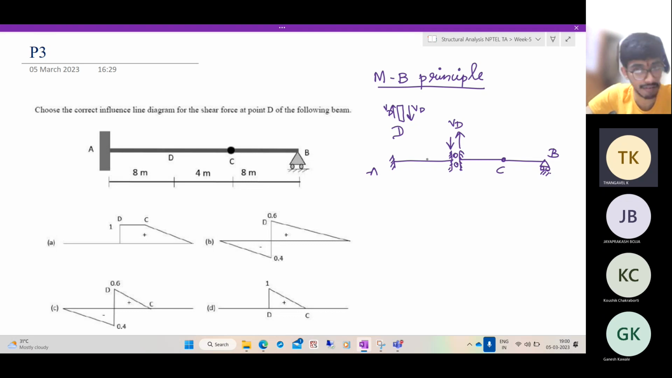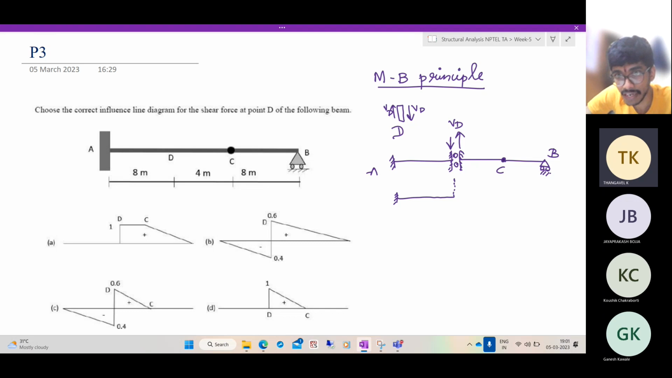If this is possible, that will not happen. So the deformed shape will look something like this. This will not move at all, but with respect to this, it has to go up. So the beam is not... and the rotation is not allowed here. So here it will be something like this.